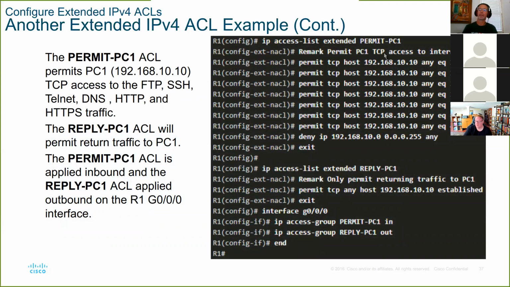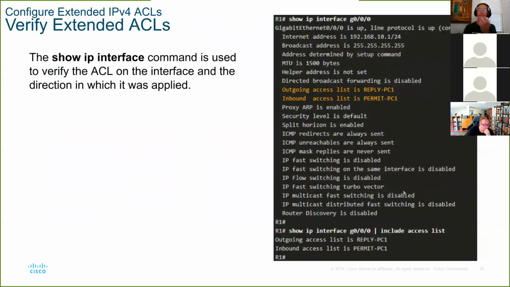Another example, permitting a PC. Where do you put it? This is what it looks like. Permit PC1 TCP access to the internet. So I want to allow you to use 20, 21, 22, 23, 53, 80, and 443. FTP are the first two, SSH, Telnet, DNS, HTTP, HTTPS, and deny everything else. And then the return traffic. That's it. It's just how to interpret the example.